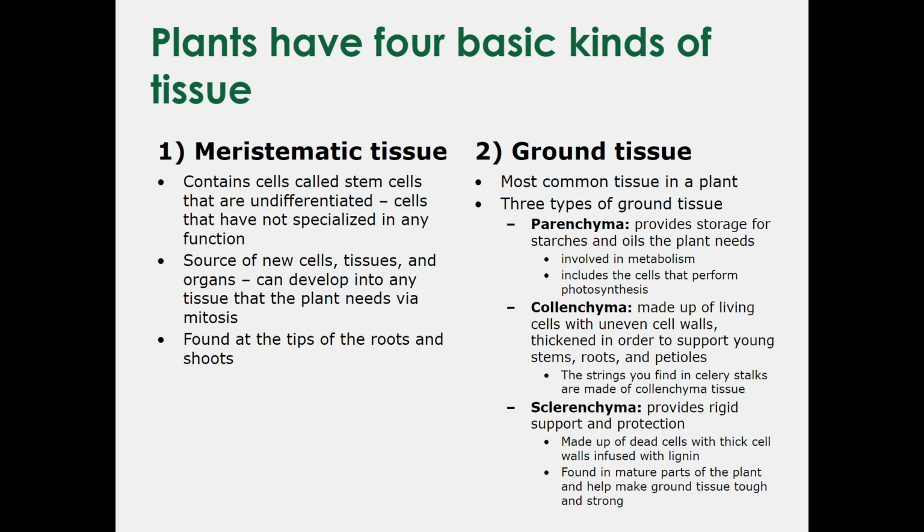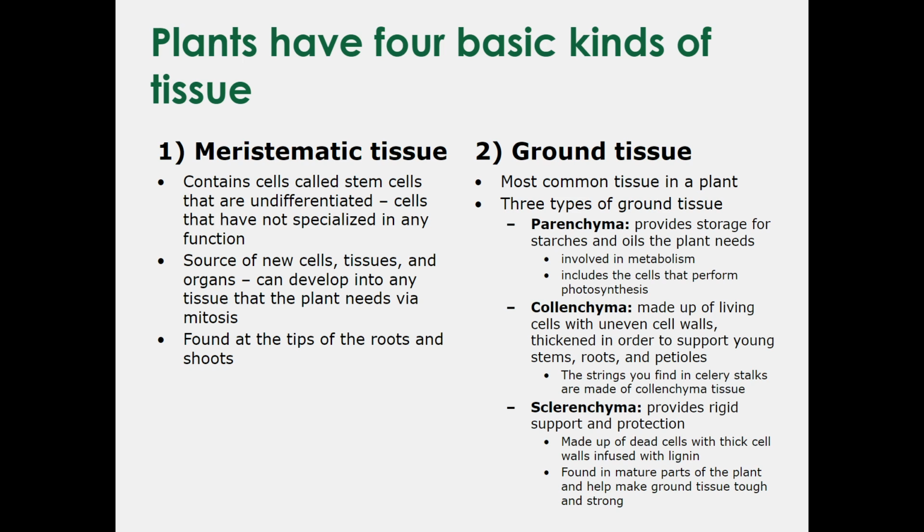There's also ground tissue, and there's three types of ground tissue. This is a very common type of tissue in a plant. It includes the parenchyma, collenchyma, and sclerenchyma. Now, parenchyma is going to be involved in photosynthesis. It helps carry out things like metabolism.